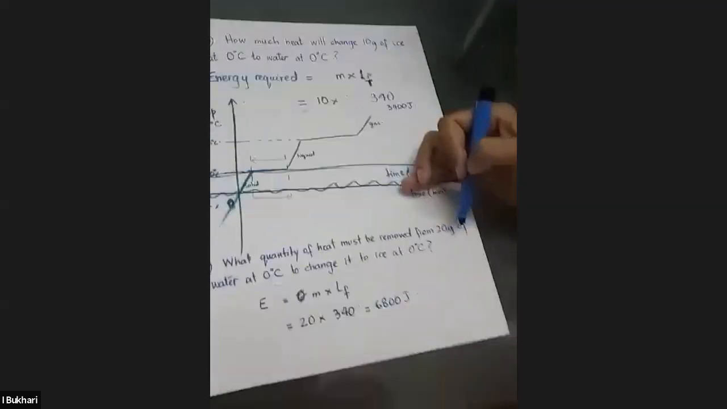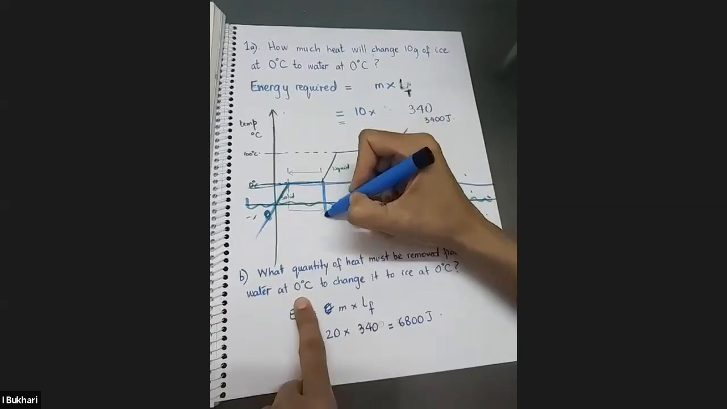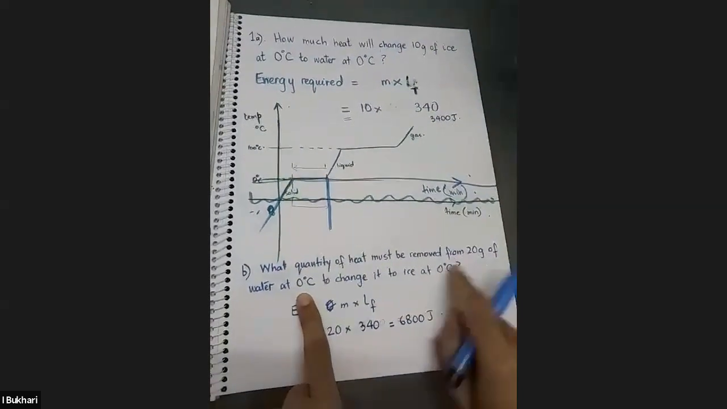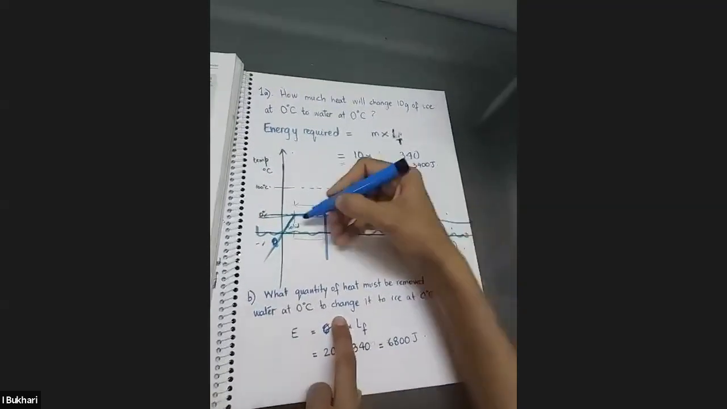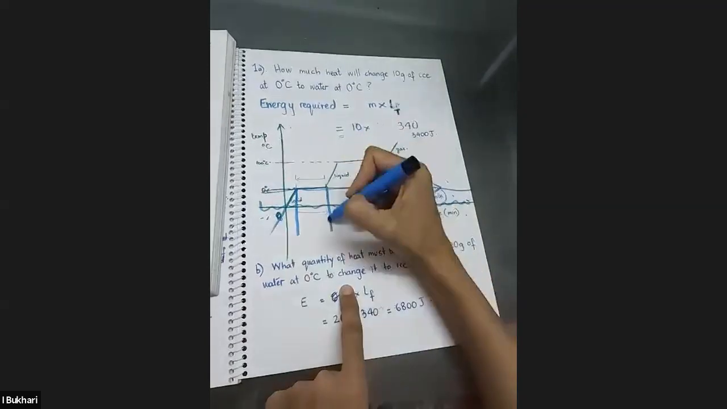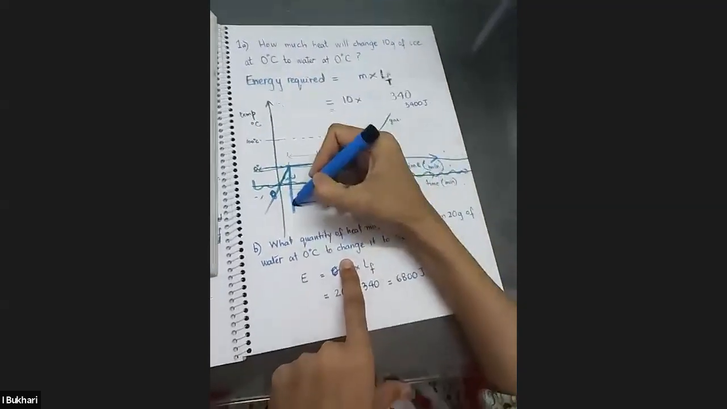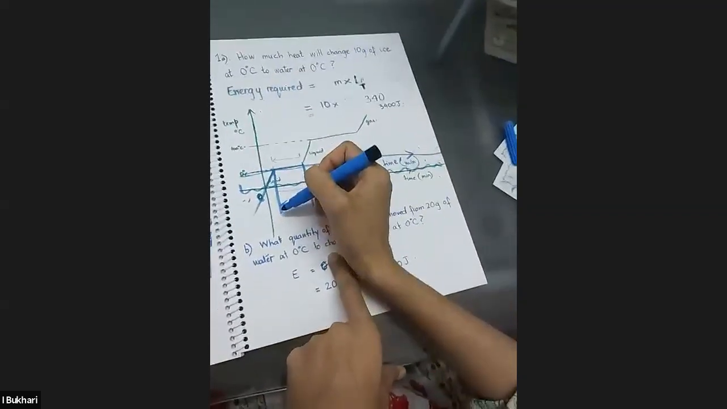Okay, 20 grams of water at 0 degrees Celsius. So my water is here, 20 grams of water at 0 degrees Celsius, to change it to ice at 0 degrees Celsius. So same thing, but I'm going in the reverse direction. In part A, I was going this way. In part B, I'm going the other way, okay?